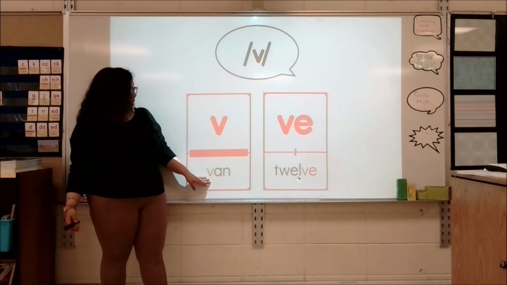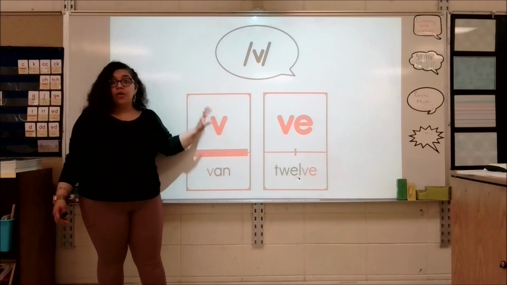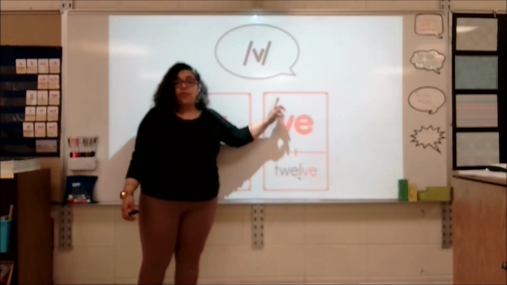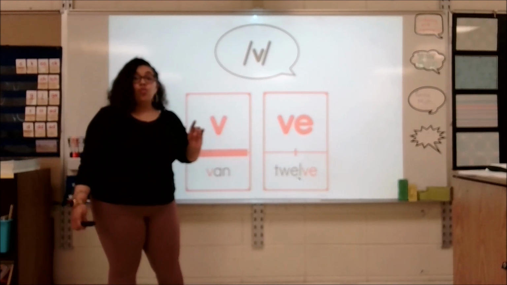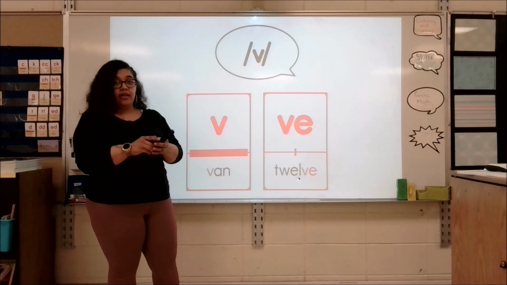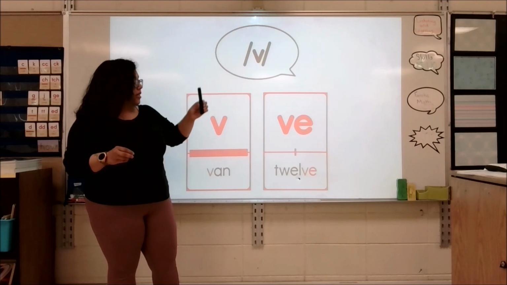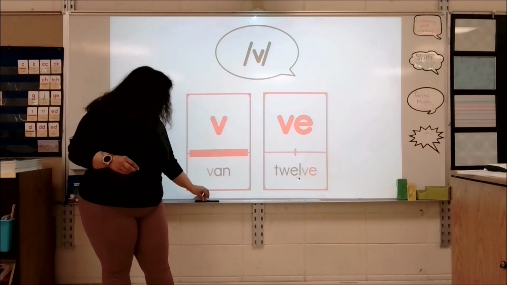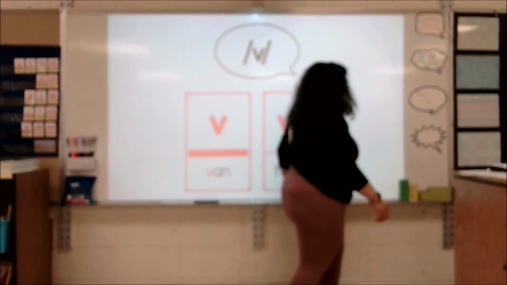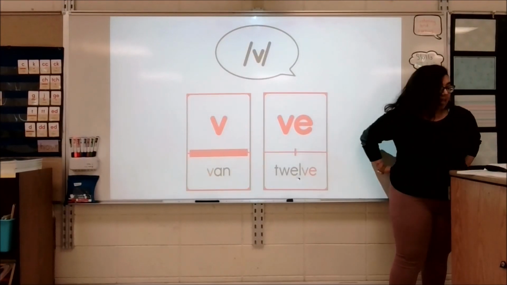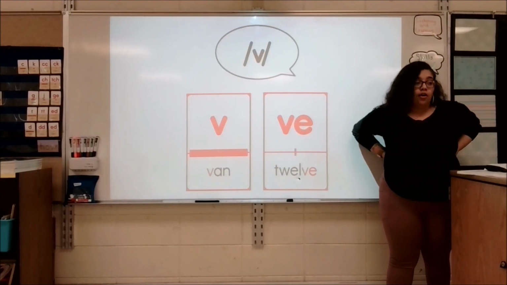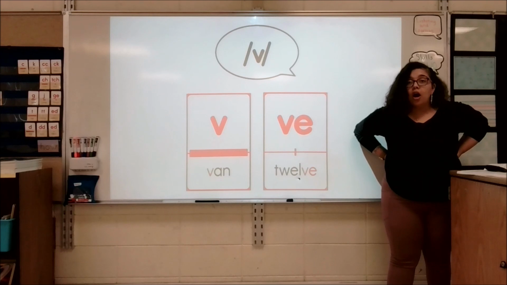Right. So here we see that when it's at the beginning or the middle, we use the letter V. But when the V sound falls at the end of a word, like the number 12, you have to add an E. So the breakdown is that 80% of the time, so 8 out of 10, it's the letter V. The rest of the time, VE. And like I said, VE is for the ending. Words like 12, words like serve, words like carve.